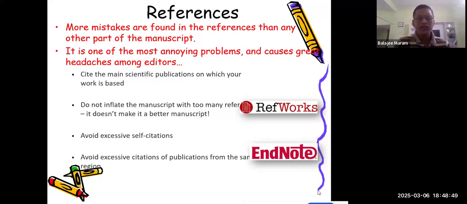Next, fourth point, avoid excessive citations of publications from the same region, same publisher, or same author. This is also wrong. Self-citation is wrong, and the fourth point is also wrong. It means so many citations are related to the same organization, or so many citations related to the same region. Suppose all citations are related to Andhra, or all related to the Delhi region, or Delhi NCR region, or all citations are related to the Chandigarh region. Avoid such nonsense things.